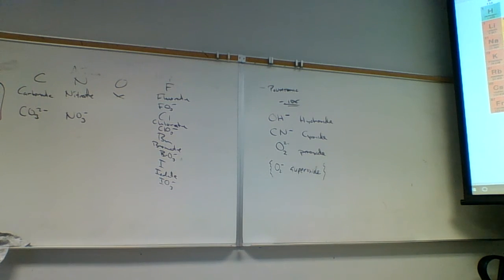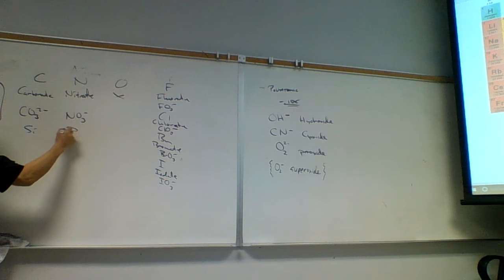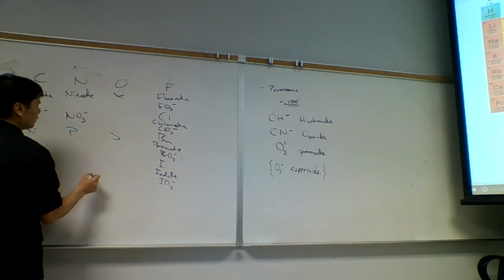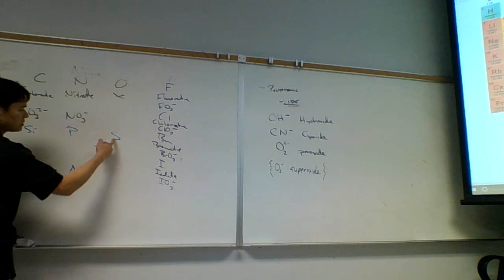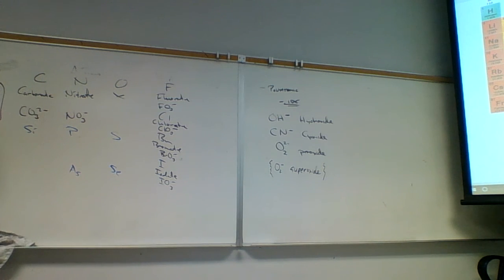There's one more pattern in here that I'd like you to memorize, and that deals with below carbon is silicon. Below nitrogen is phosphorus, below oxygen is sulfur. Below phosphorus is arsenic, below sulfur is selenium. Below silicon, do you know what is below silicon element? Germanium, below silicon.